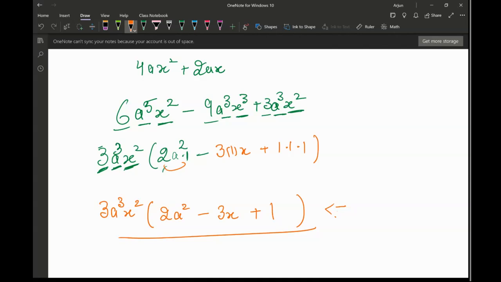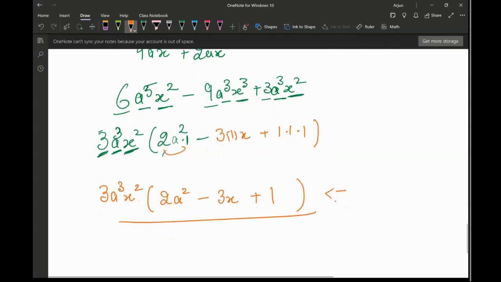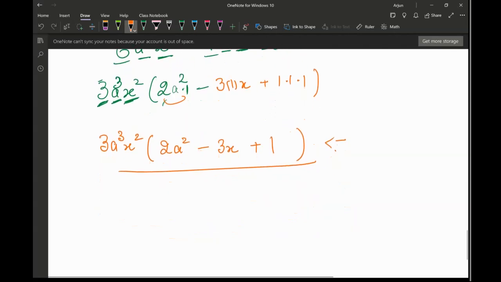All right, now the difference of squares. As I told you, the formula for difference of square is a square minus b square. It is equal to a plus b, a minus b. You can rewrite a minus b times a plus b also. It doesn't make any difference.